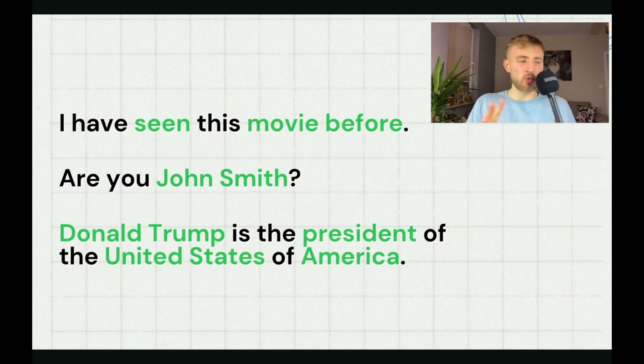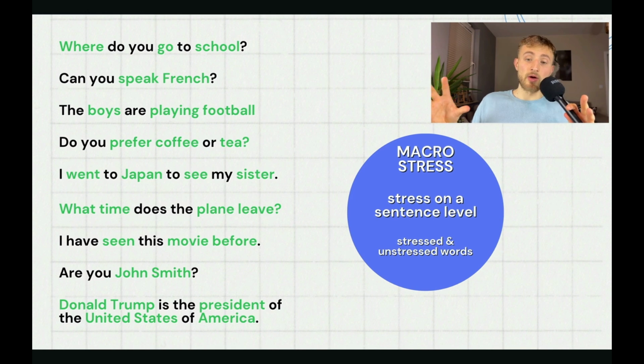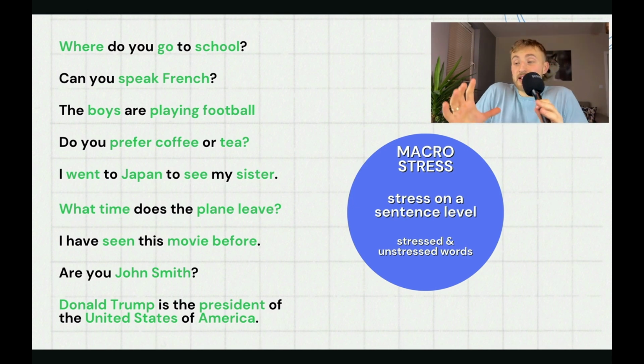If you just start using weak forms and you learn all of them, you're going to sound ten times better already. Really, whatever accent you have, without the accent. So this is very important stuff. And that is macro stress. Stress on a sentence level where we have whole words that are stressed words and unstressed words. Computer will always be a stressed word, but then when we look deeper at the micro stress, it will have stressed and unstressed syllables. Computer, but it's still a stressed word. But then we have these grammar words in sentences that are unstressed.